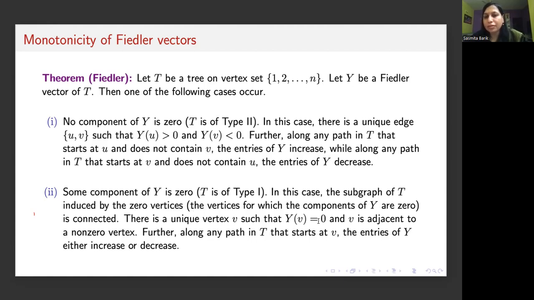If you start with a 0 vertex, then obviously you will find the complete component as 0. So the path will contain 0 vertices. Otherwise, if you are starting with a positive, then the entries will increase. And if you start with a negative vertex, the entries will decrease.